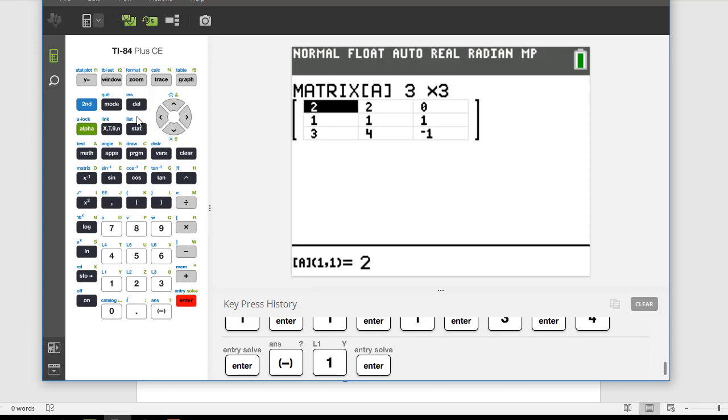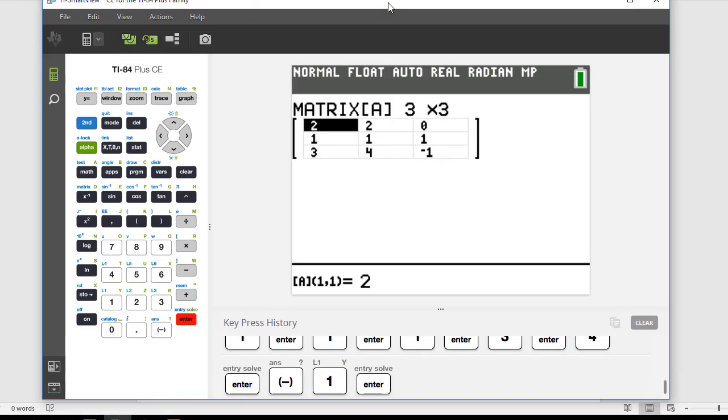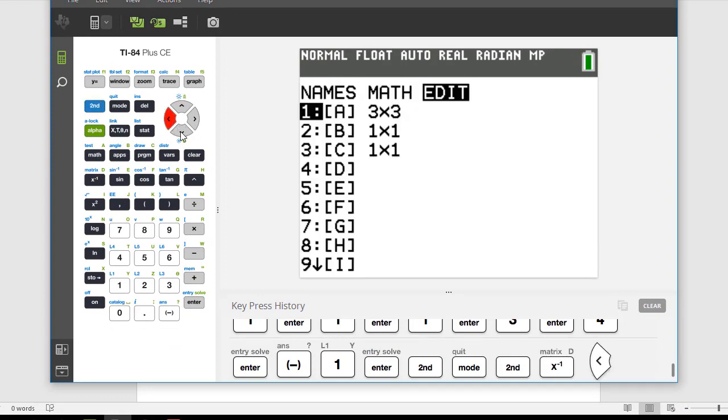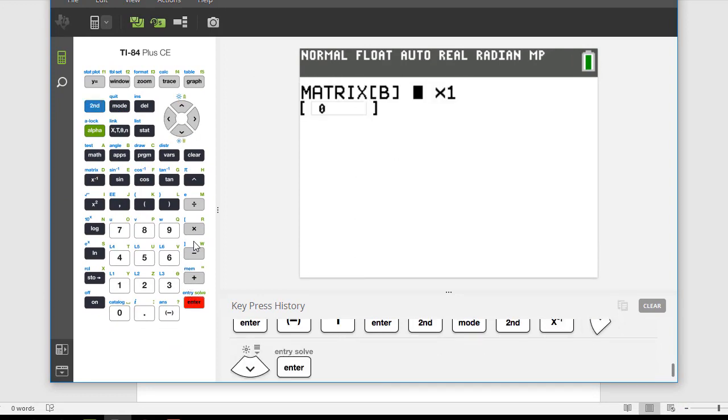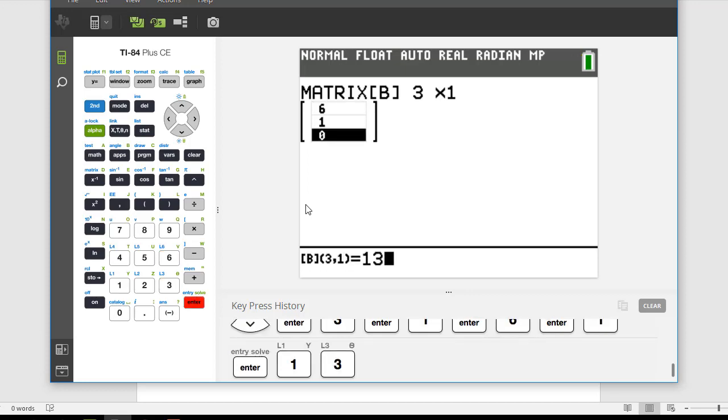Now I need my constant matrix. I need this matrix over here, 6, 1, 13. So now this is 3 rows and 1 column. So let me do second mode and quit, and I'm going to go back to the matrix menu. And this time I'm going to edit matrix B. So I have a 3-row by 1-column matrix, and the matrix that we had there was 6, 1, and 13.